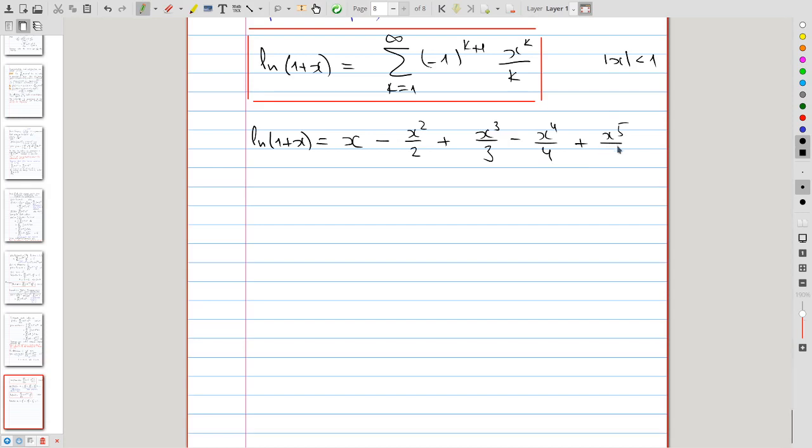So as you can see, now our function is not odd. Log of 1 plus x is not an odd function. It is not symmetric with respect to the origin. And so, accordingly, on the right-hand side, we have both odd and even powers of x, which is in line with what we said about the previous function.